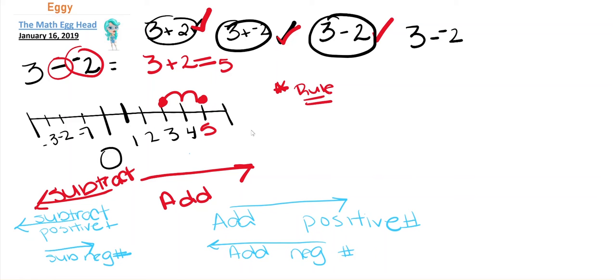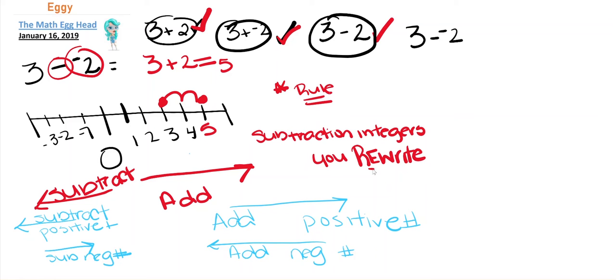Now the rule is when you are subtracting integers, you must rewrite the problem. So how you would rewrite it is the first number stays the same. You change the subtraction symbol into an addition, and the second number, you change it to the opposite. So here we have a negative 2, so it would become a positive 2. So technically, you would write 3 plus positive 2, and you know positives never have the positive symbol.